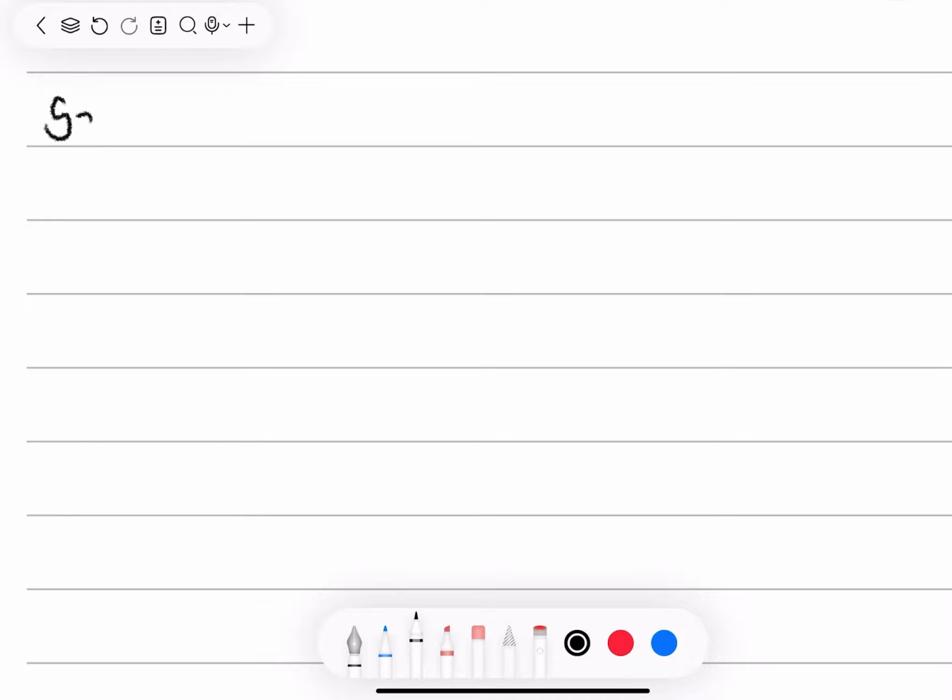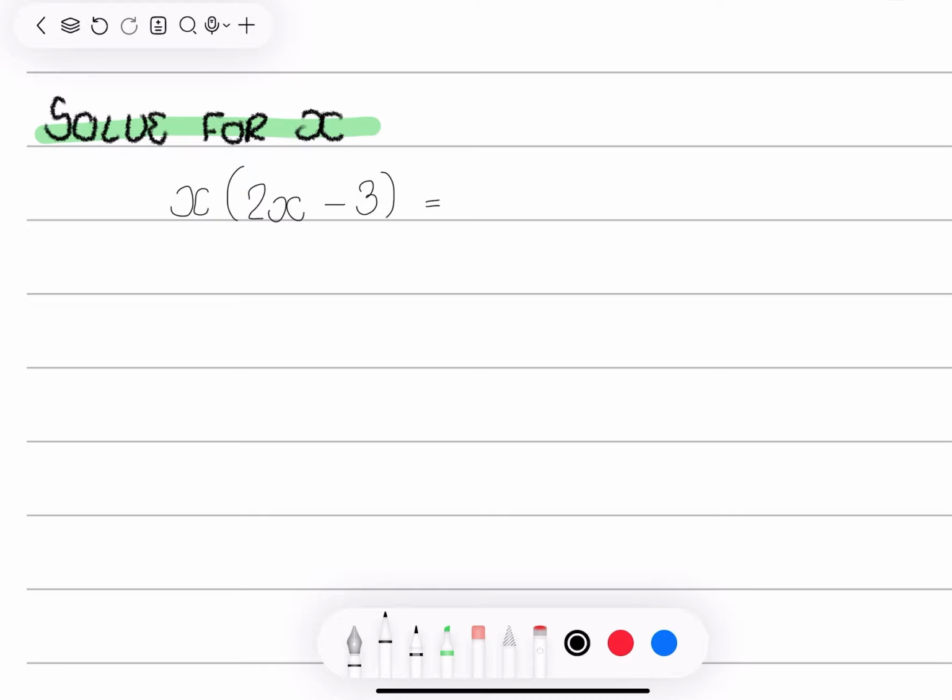First and foremost, obviously we're going to solve for x. Alright, so that's the first one we're doing. We're going to solve for x. Okay, so we're going to start off. Our question is, you can write it out with me, x bracket 2x minus 3 close bracket equals 0.